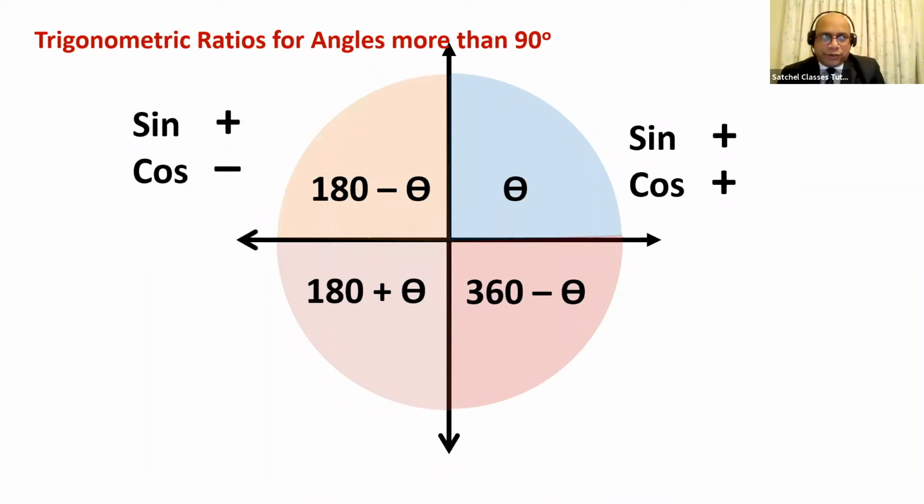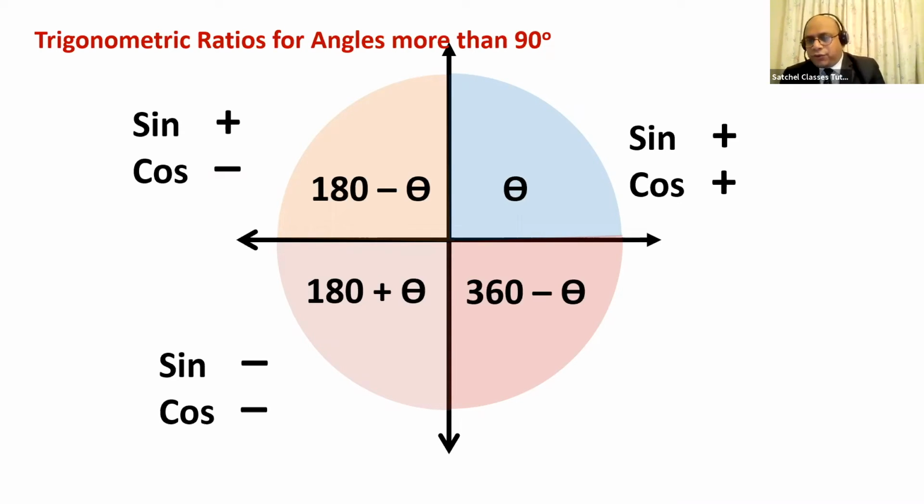What about the third quadrant? Okay, in the third quadrant, the angles will be between 180 and 270, correct? For those angles, both sine and cos will be negative, because in the third quadrant, both x coordinate and y coordinate are negative. So sine and cos both will be negative.